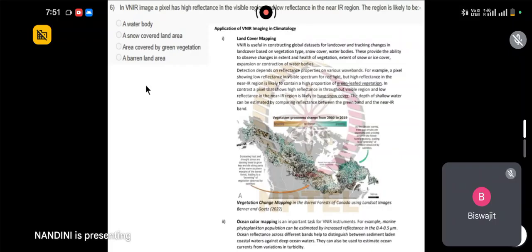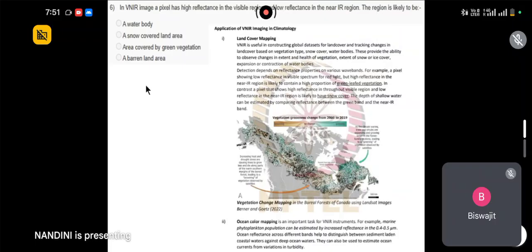So suppose a VNIR image has high reflectance in the visible region. So whatever is being emitted from the visible region is showing very high reflectance, whereas in case of near infrared region, it is having very low reflectance. From these characteristics, we need to identify what particular land cover we are dealing with. The detection basically depends on the reflectance properties of various wavebands.